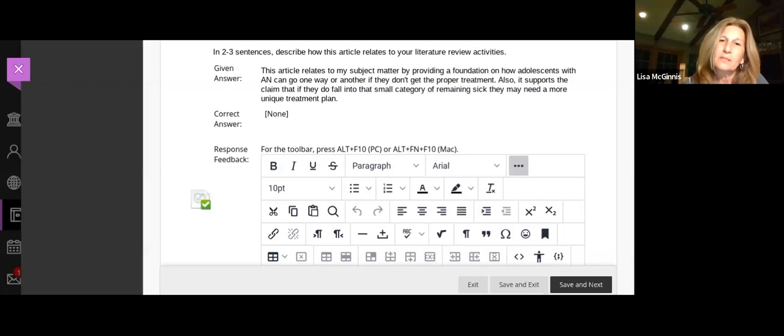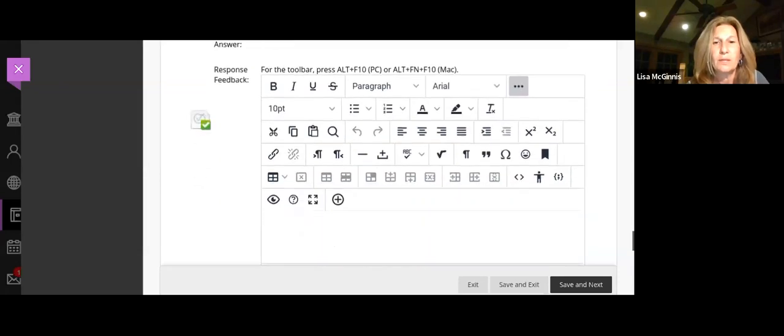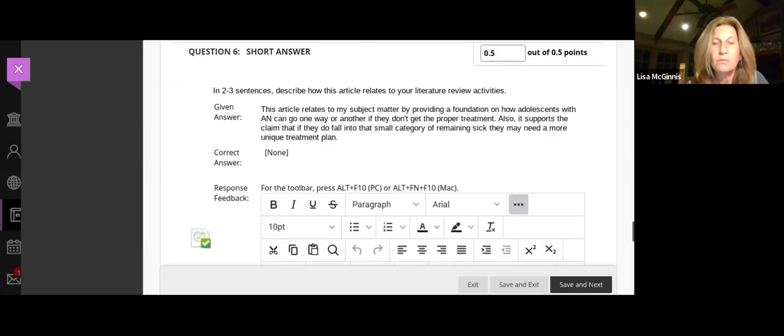And then this article relates to my subject matter by providing a foundation on how adolescents with anorexia nervosa can go one way or another if they don't get proper treatment. Also, it supports the claim that if they do fall into a small category of remaining sick, they may need a more unique treatment plan. So this was fine. This went along with the research and was fine.